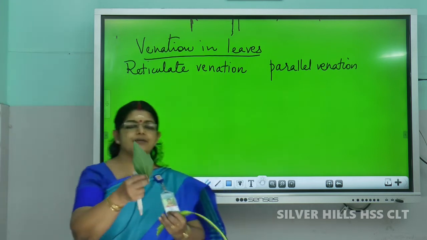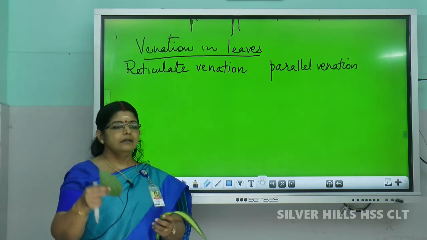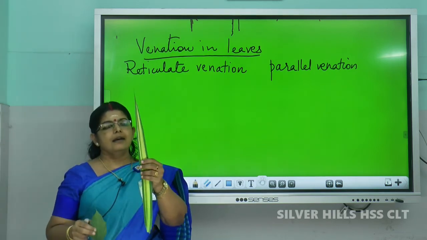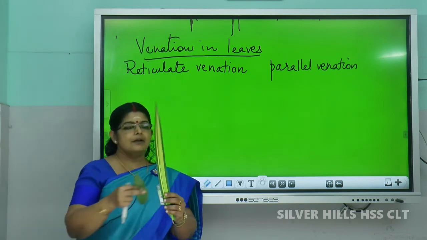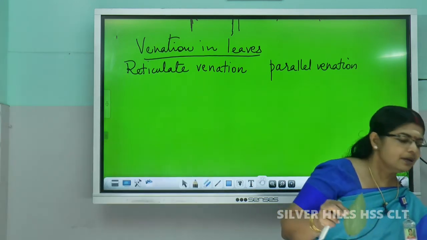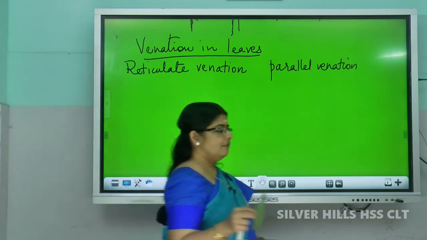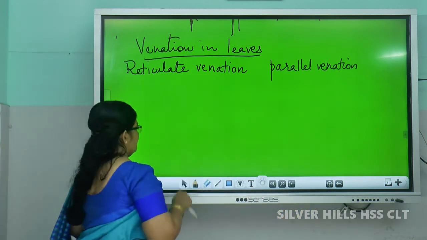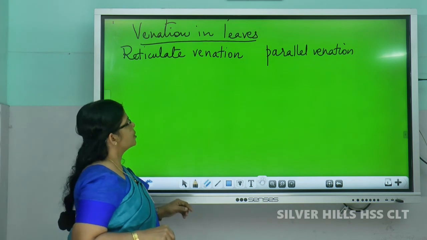This is reticulate venation. Veins are arranged in a network manner, and here see veins are arranged in a parallel manner, and parallel arrangement of veins is known as parallel venation, or network arrangement is known as reticulate venation. Then all of you understood the difference between reticulate and parallel venation.